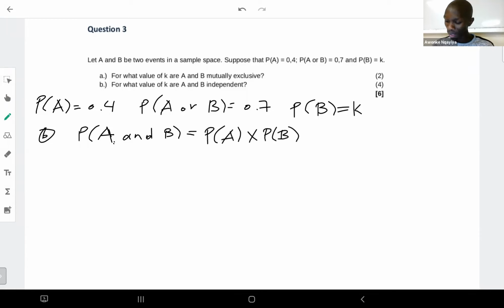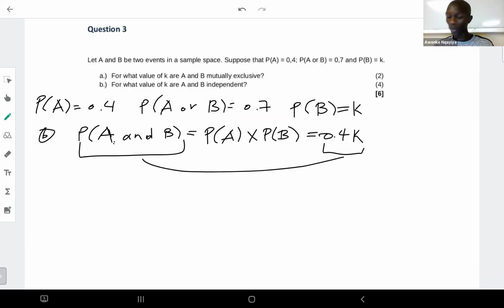So let us go further and substitute. What is the probability of A? 0.4. What is the probability of B? It's K. So the probability of A and B is equal to 0.4 times K. That is the information that we get from the independency given information.